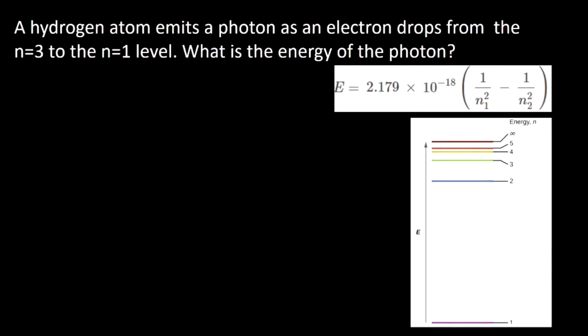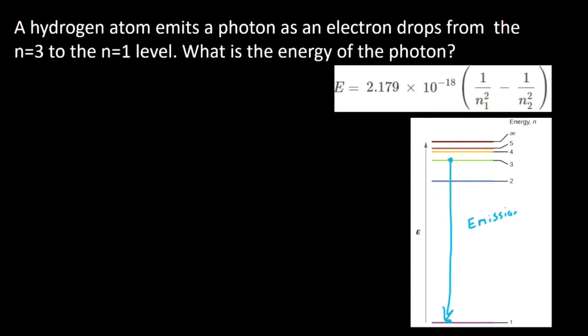This problem says a hydrogen atom emits a photon as an electron drops from the n equals 3 to the n equals 1 level. Okay, first let's draw that on our little chart. So we're starting at the n equals 3 level, and we're dropping to the n equals 1 level. So this is going to be an emission process. Light's going to be made.